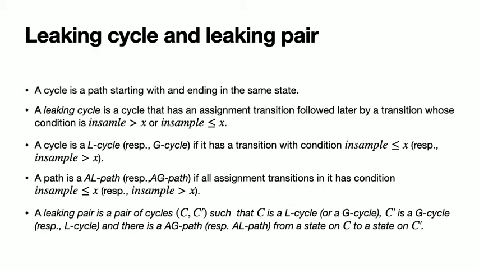A leaking pair is a pair of cycles C, C prime such that C is an L cycle and C prime is a G cycle, and there is an AG path connecting a state in C to a state in C prime, or C is a G cycle and C prime is an L cycle, and there is an AL path connecting a state in C to a state in C prime.